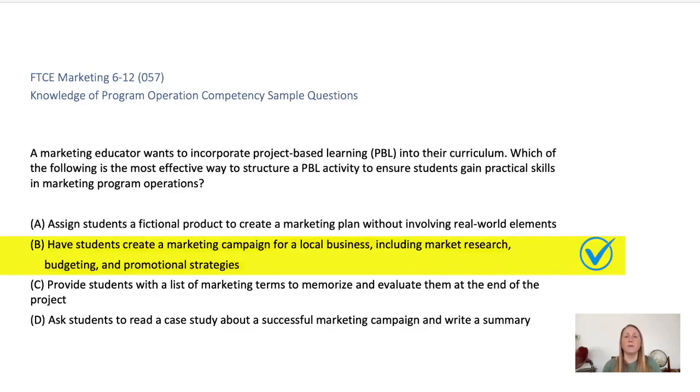The correct answer is B. Have students create a marketing campaign for a local business, including market research, budgeting, and promotional strategies. It involves students in a real-world task that requires them to apply a variety of skills related to marketing program operations, such as conducting market research, creating budgets, and developing promotional strategies. This hands-on approach simulates actual marketing scenarios, providing valuable practical experience.